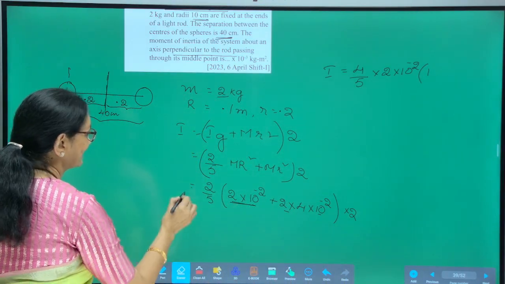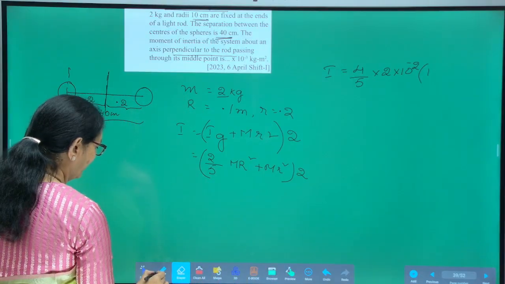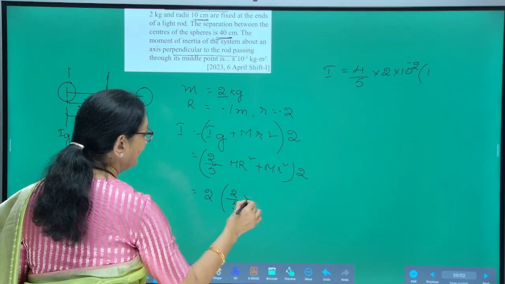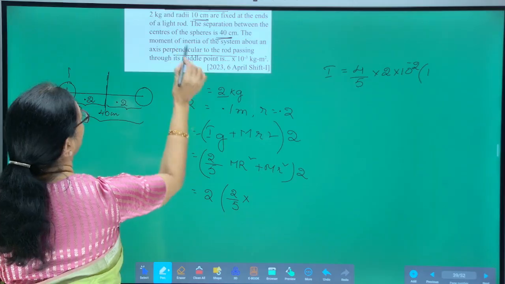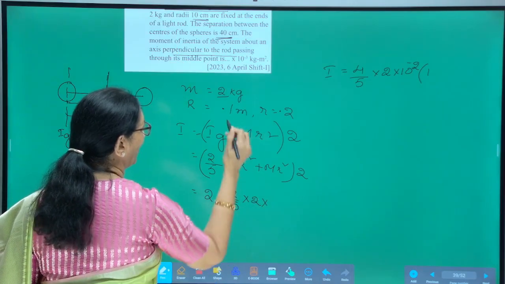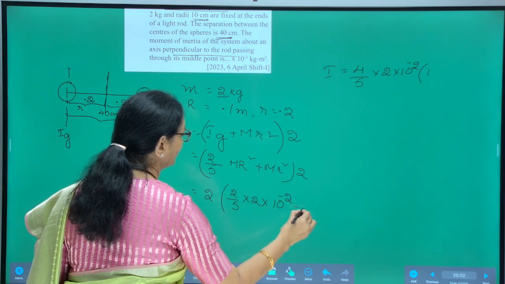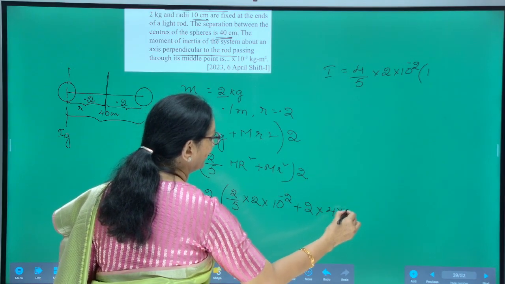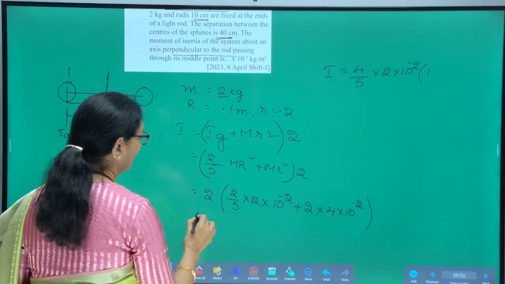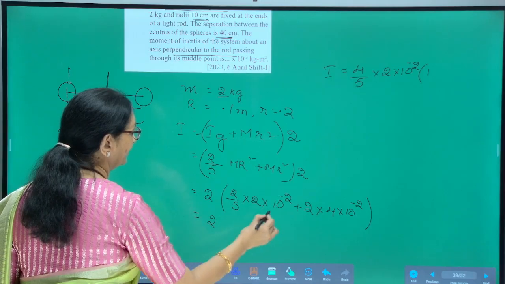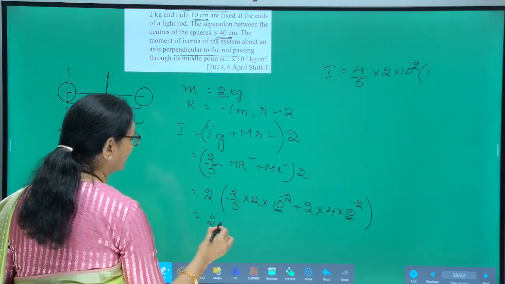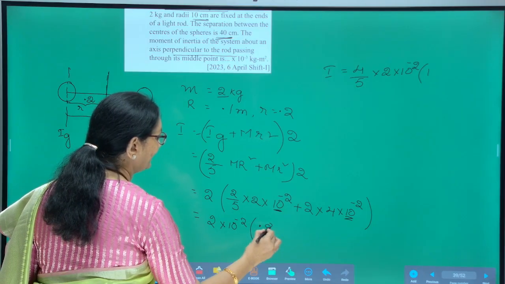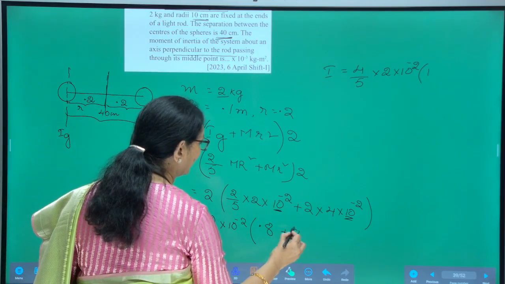No, let us see, I think I made a mistake here. So, here this is 2 by 5, m is 1 kg, 2 kg and r is 0.1, square is 10 power minus 2 plus 2, small r is 0.2, 0.2 into 0.2 is 4 into 10 to the power of minus 2. So, this is 2 into, you can take this 10 power minus 2 outside, 10 power minus 2, 4 by 5, it is 0.8 plus 2 4s are 8.